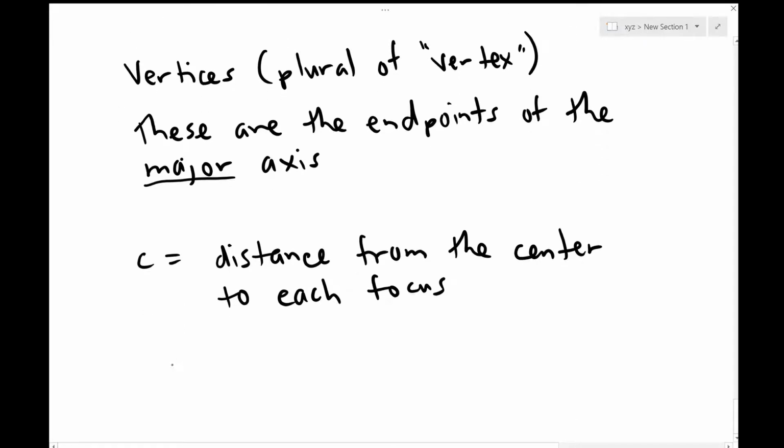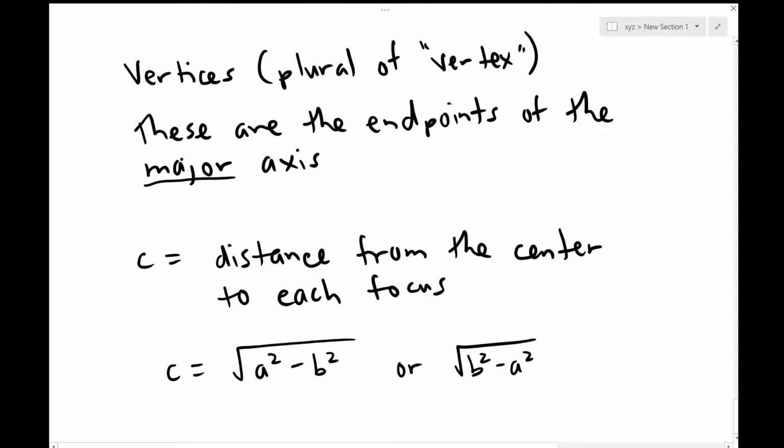And so how do we calculate c? Well, it comes from using the Pythagorean theorem, but basically it works out to be c is equal to the square root of a squared minus b squared. We do that if the a value is larger than the b value. If b is larger than a, then we would have to do b squared minus a squared.